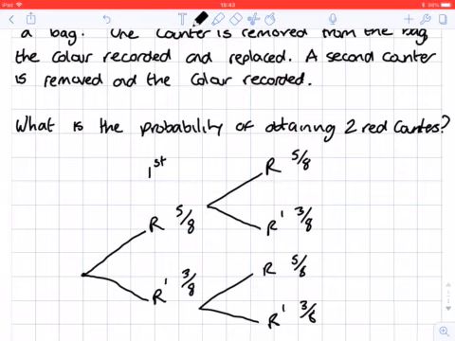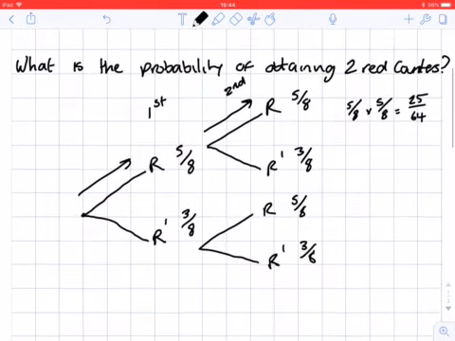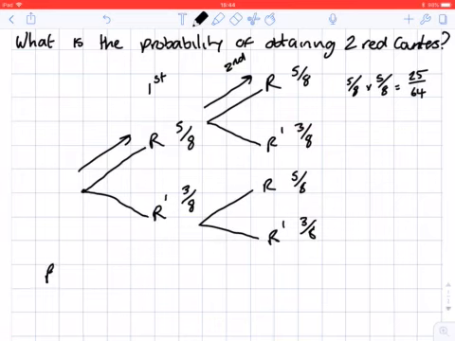So when we look at actually obtaining the 2 reds, we're looking for the route that would give us the outcome, which is obviously across the top here. So there's my second pick. So a red and a red, and we know that's the multiplicative law. So I would then multiply 5 eighths by 5 eighths, which would give me 25 out of 64. So the probability of getting 2 red counters would be 25 out of 64.